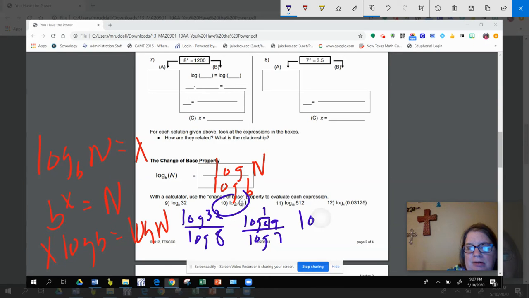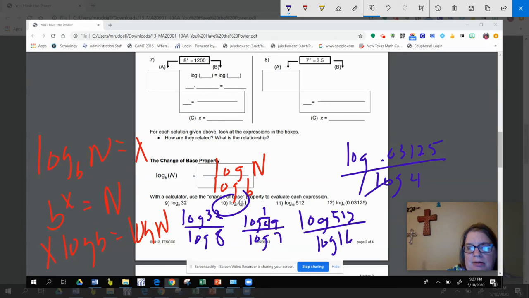This is going to be log 512. Ooh, that is ugly. Undo, undo. Okay. Log 512 divided by log 16. Put it in your calculator, get the decimal. This one would be log 0.03125 divided by log 4. And that's not liking that being over there, but type that in your calculator and get a decimal.